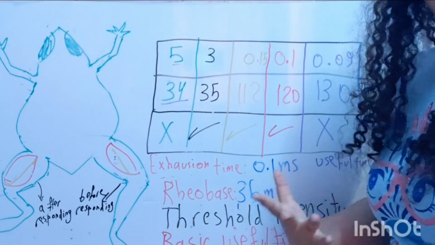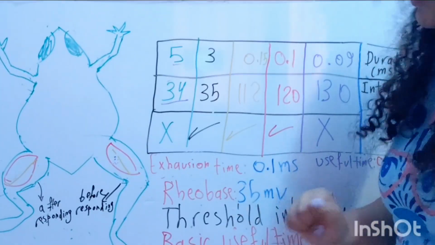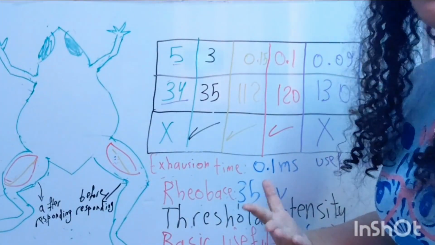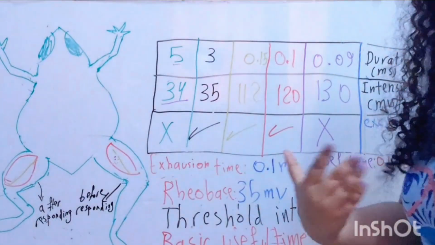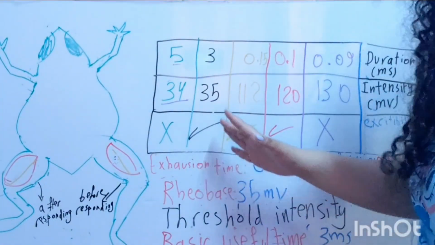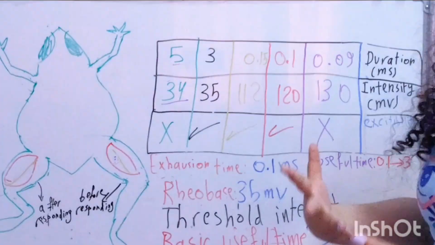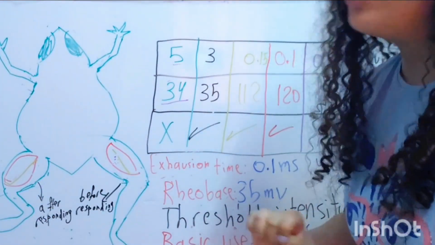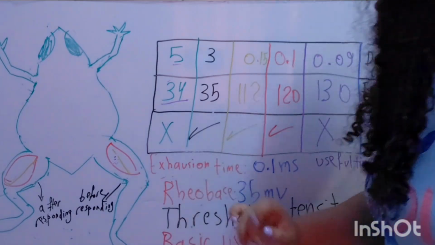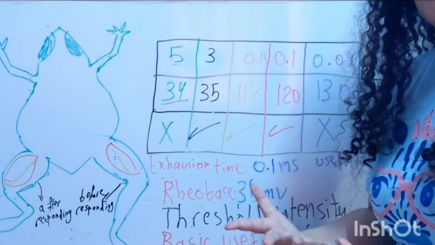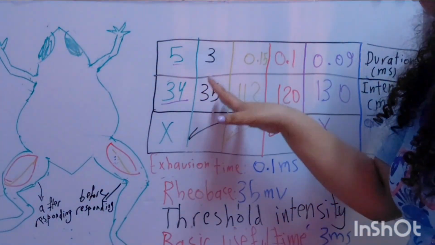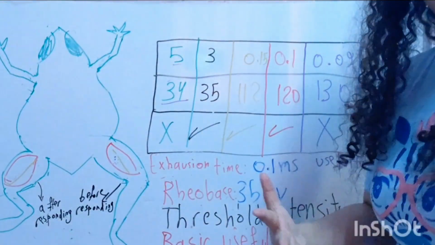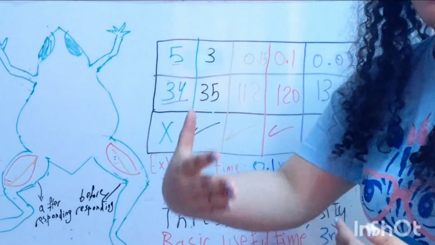And here we must really distinguish between rheobase and threshold intensity. Rheobase is, as we said, the intensity that we need in order to achieve excitability, which in this experiment is the contraction of the gastrocnemius muscle. So in order to achieve the contraction of the gastrocnemius muscle, we need at least 35 millivolts of intensity, even though the duration is very high.